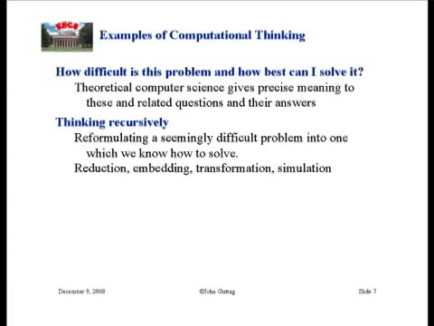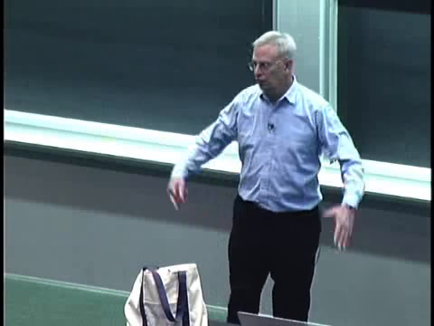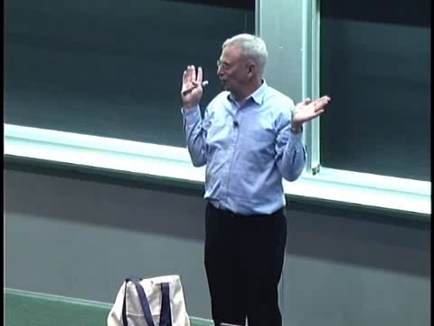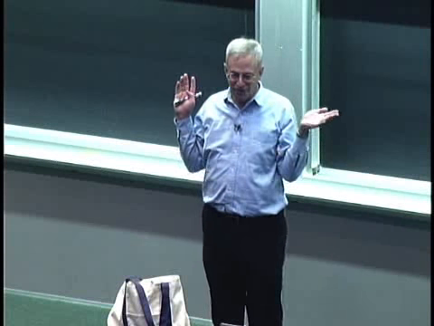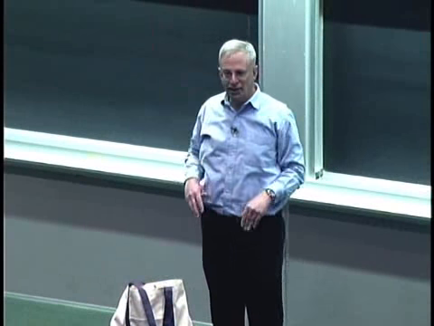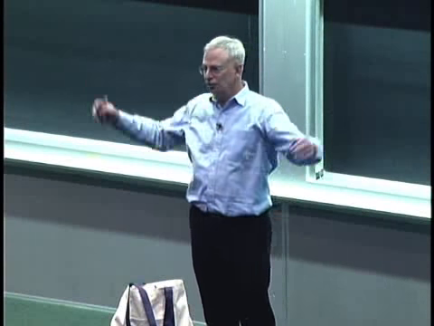Thinking recursively is another good example, where we take a seemingly difficult problem and reformulate it into one which we know how to solve. Very often, it's a smaller instance of the original problem, and we say, gosh, this is hard to solve. But then we think, well, suppose the list only had 2 elements in it. Would I know how to sort it? Yeah. Well, then we can build up and say, therefore, I can use that idea to sort a list of any size.